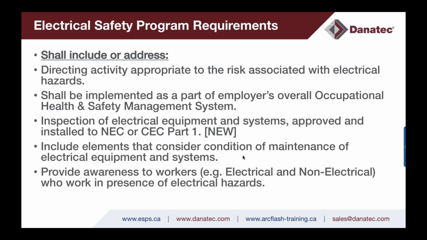The program, and this is a new requirement in the 2018 editions, needs to identify inspection of electrical equipment and systems: approved equipment installed to the jurisdiction having authority's requirements, such as the National Electrical Code or the Canadian Electrical Code Part 1. So again, there's a new clause in Z462 that says your electrical safety program should address that requirement. The program should include elements of condition of maintenance. Now, condition of maintenance is an element of risk related to probability, or likelihood of occurrence, which has been further emphasized with the new Table 2 or the new Table 130.5(C) in NFPA 70E.